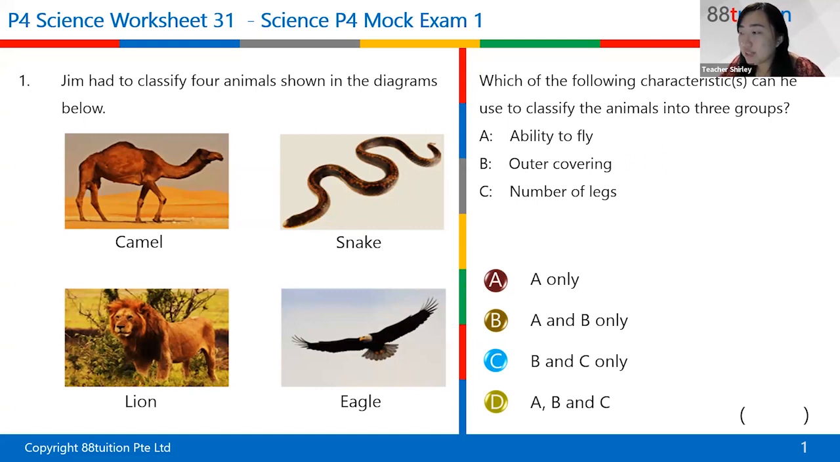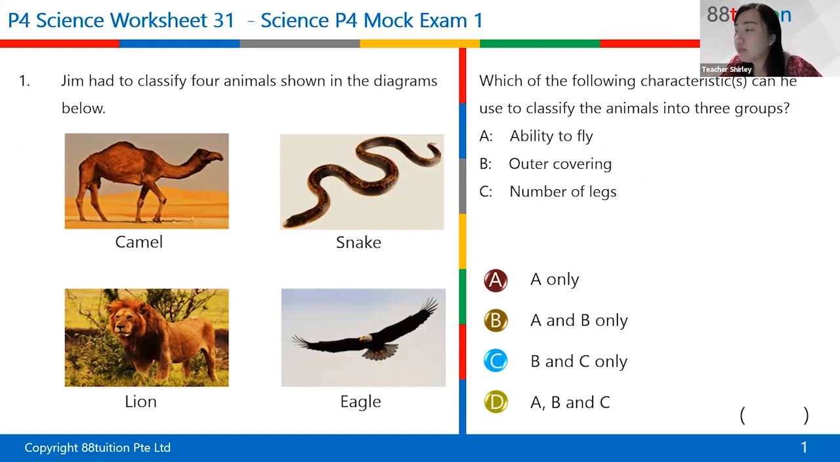What is the outer covering for snake and eagle? Let's talk about the snake first, okay? What's the outer covering for snake? Scales. Because snake is a reptile and reptiles have scales as outer covering, okay? What about eagle? Feathers. Very good, because eagle is a bird. So basically we can use outer covering to split them into 3 groups. One is fur or hair, which is your mammals. One is scales. The other one is feathers.